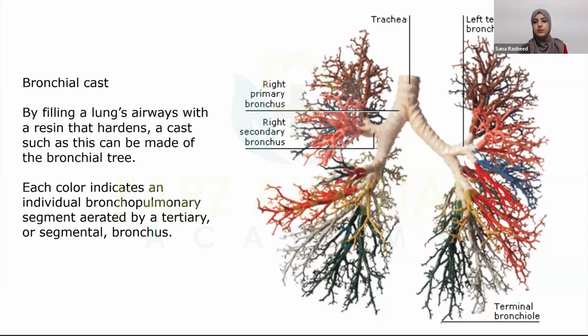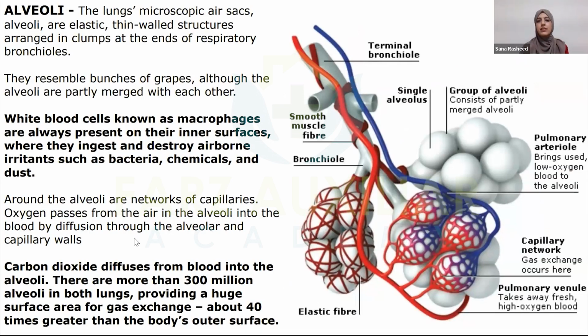So here they've discussed a detailed diagram of the respiratory airways. We have the trachea, the right main bronchus that divides into the secondary bronchus, then that divides into tertiary bronchioles, and then we have the respiratory bronchioles that supply the alveoli. Here each color indicates an individual bronchopulmonary segment, which is supplied by a tertiary or segmental bronchus. And then we have the alveoli.